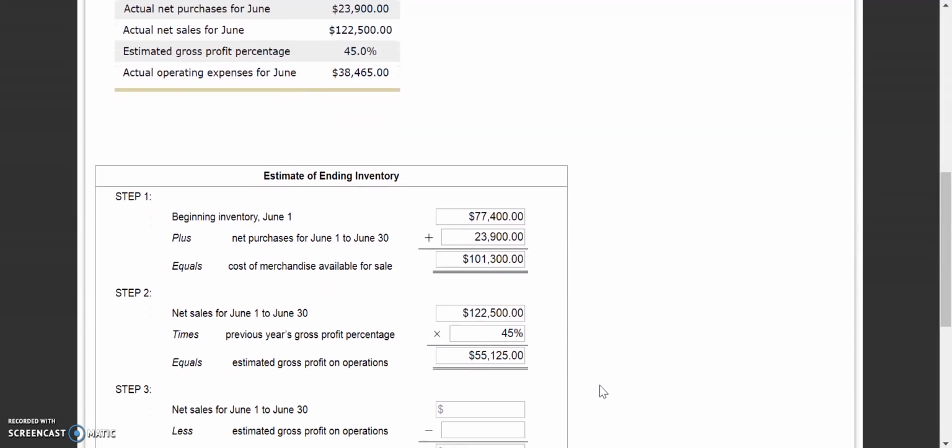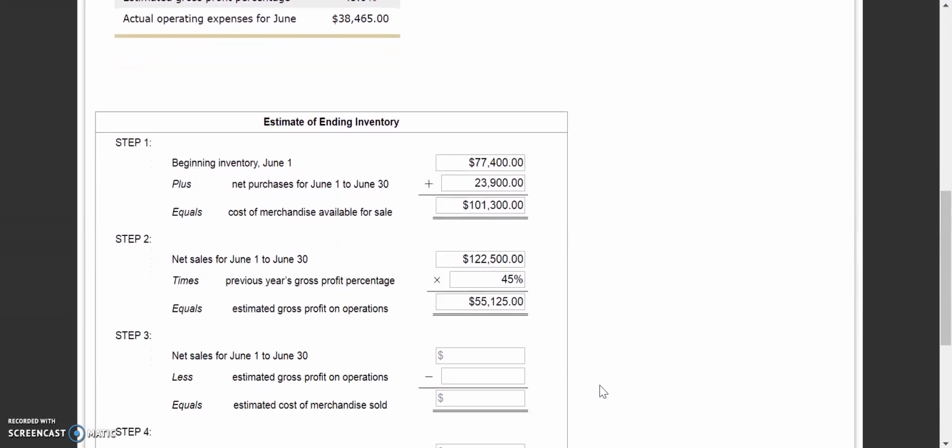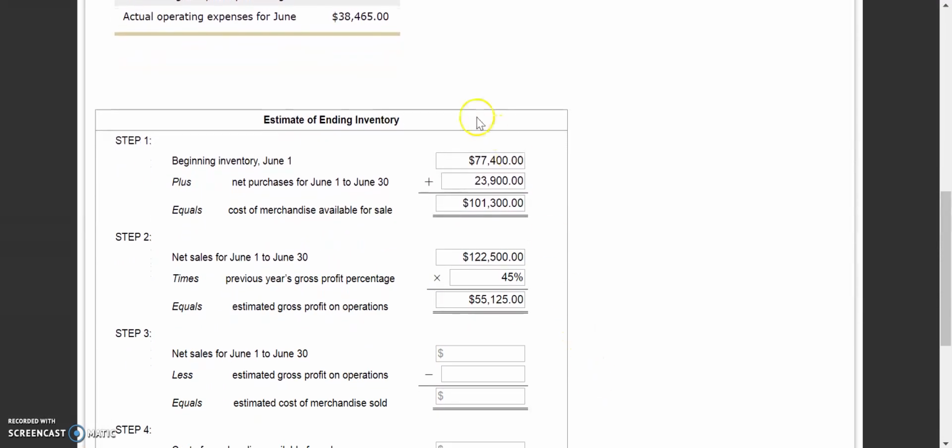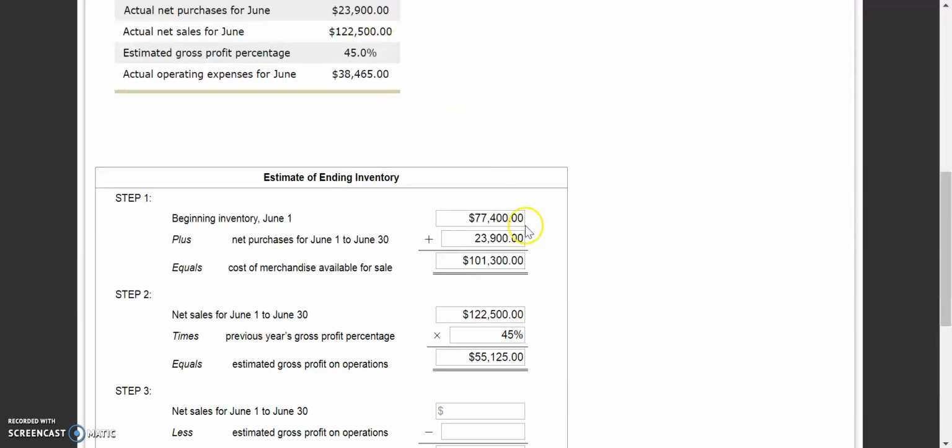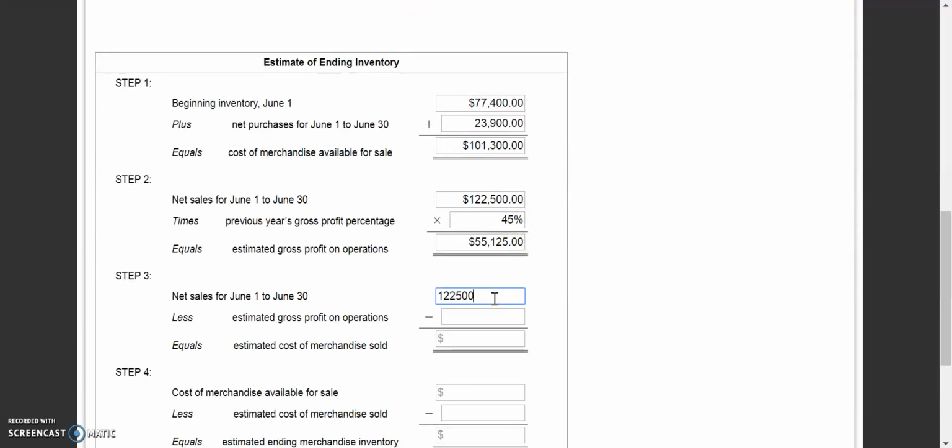Now we move down to step three, and it says that we need to plug in our net sales for June. Again, net sales is just the amount that comes from up top, 122,500. And then we are going to subtract out our estimated gross profit from operations. So that is our total that we found in step two, that 55,125. When we take that calculation, subtracting that number, we end up with an estimated cost of merchandise sold of $67,375.